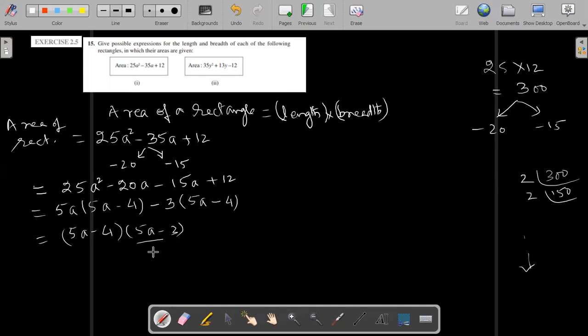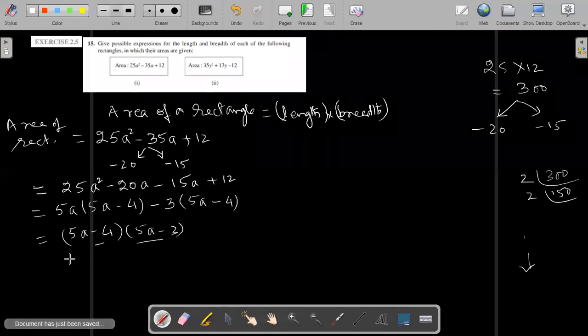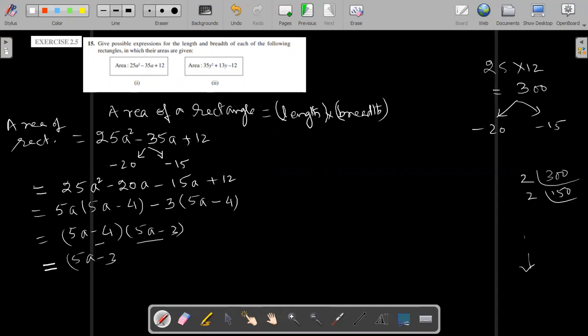5a minus 3 will be more actually, and this will be less. So we should write first 5a minus 3. The length should be more than the breadth. So therefore the length of the rectangle is 5a minus 3, and the breadth is 5a minus 4.